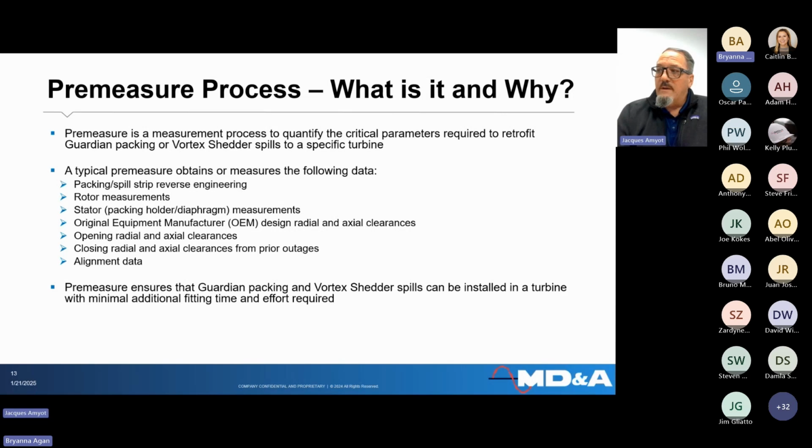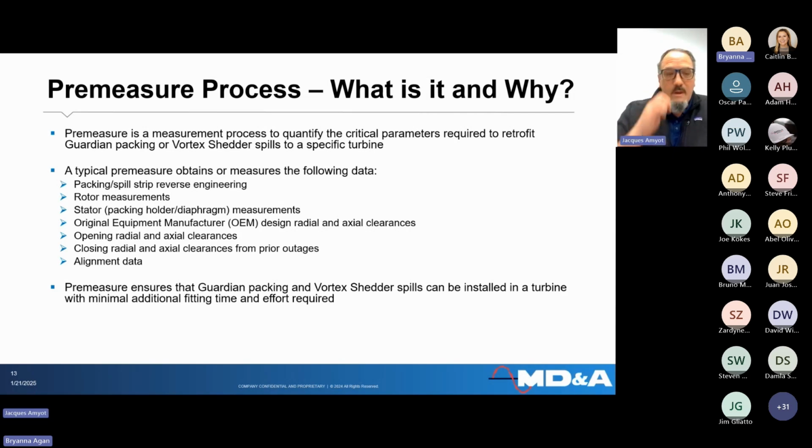The reason that is important is there are many instances where the original equipment manufacturer radial clearances specifically, but sometimes axial clearances, are not the best fit for a specific turbine. We've come across a lot of turbines with OEM design clearances with excessive radial rubs, sometimes excessive axial rubs. We try to avoid those scenarios when redesigning seals. So the best way to do that is basically look at what clearances look like when your unit opened up, take a look at the OEM clearances, and figure out if there's an issue that we resolve during the seal design process.